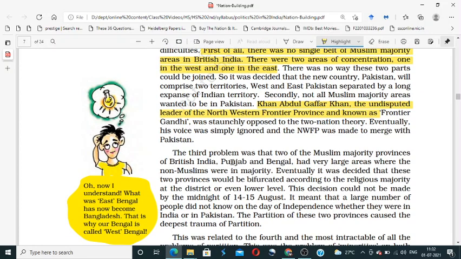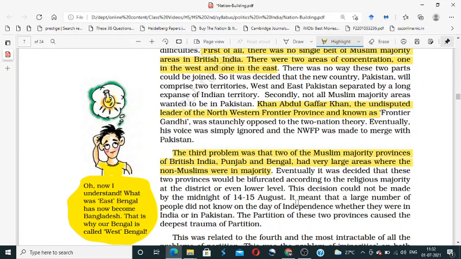The third problem was that the two Muslim majority provinces of British India, Punjab and Bengal, had a large number of areas where non-Muslims were the majority. As I was telling you, there is also a Punjab in present day Pakistan. The large part of Punjab went to Pakistan, and the same thing happened in Bengal. The large part of Bengal went to present day Bangladesh, which was called East Pakistan, and earlier East Bengal.